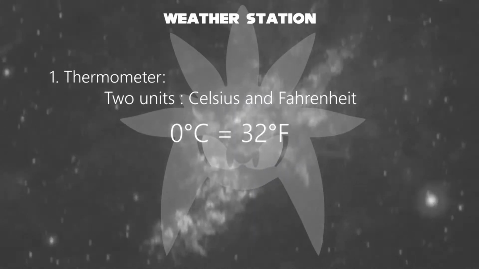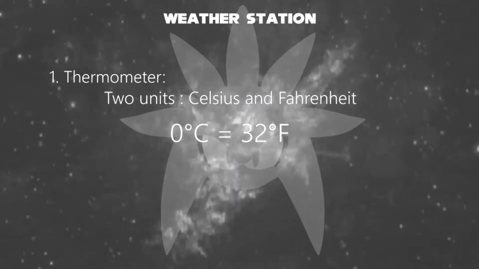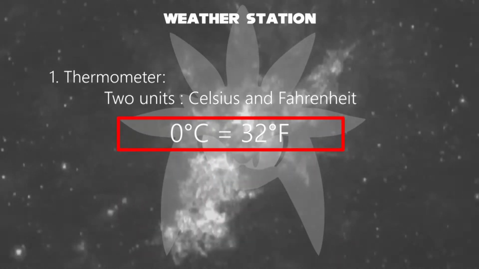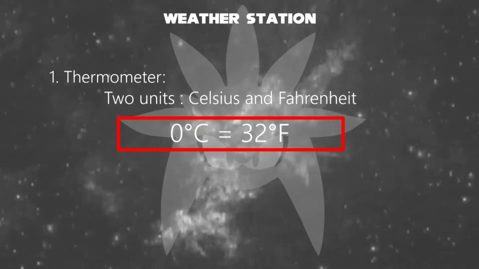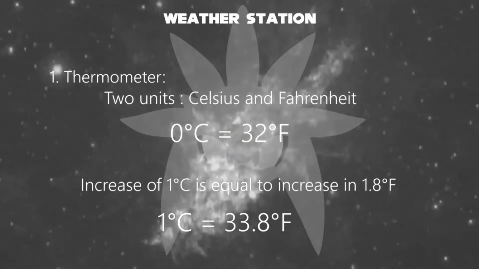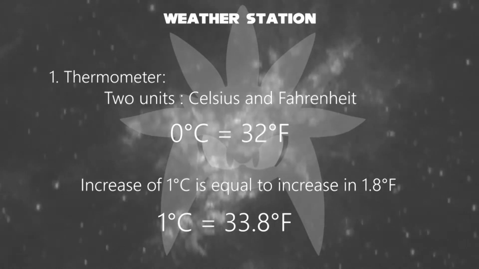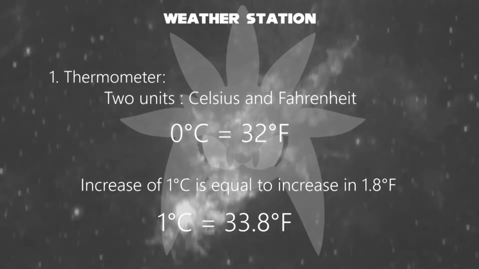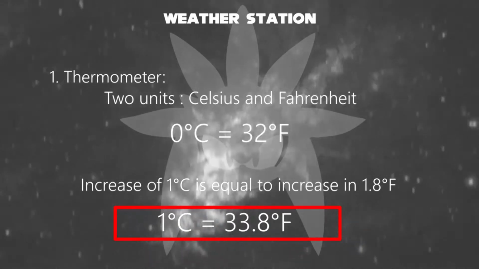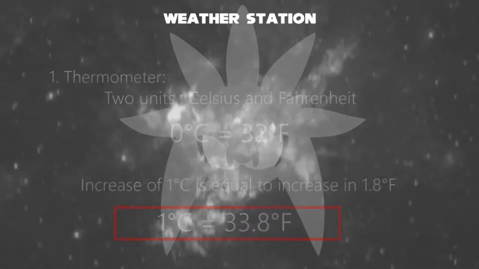Celsius, also called centigrade. We put the reference mark at 0, such as 0 degrees Celsius equal to 32 degrees Fahrenheit. Increase of 1 degree in terms of Celsius would actually increase by 1.8 degrees in terms of Fahrenheit. That is 1 degree Celsius equal to 33.8 degrees Fahrenheit.